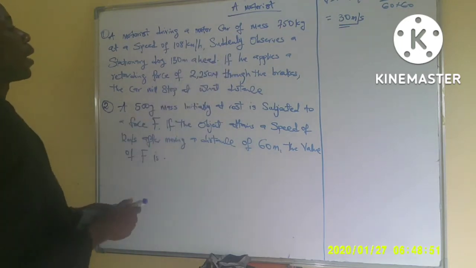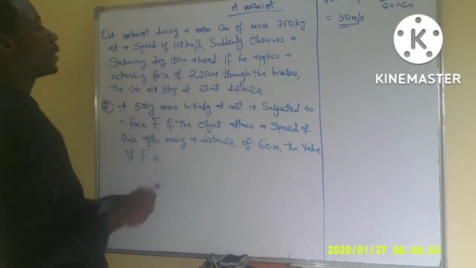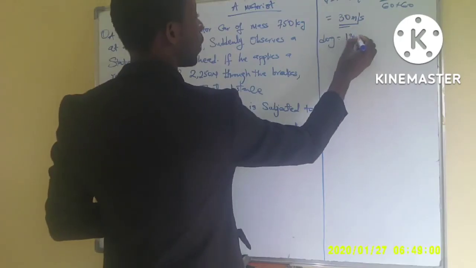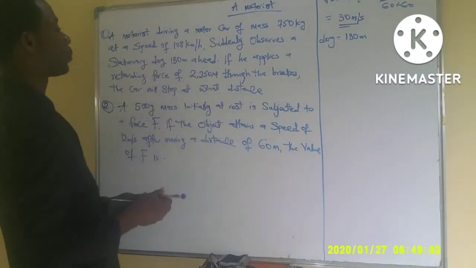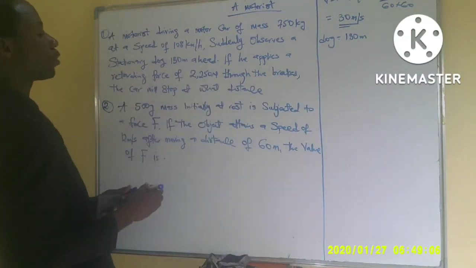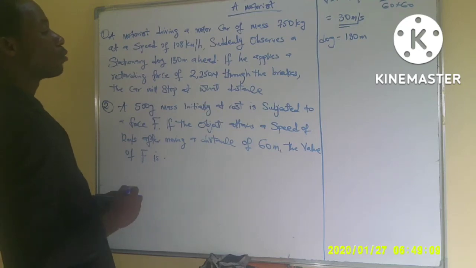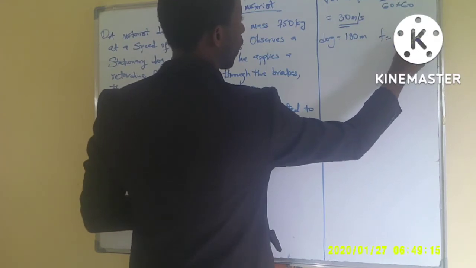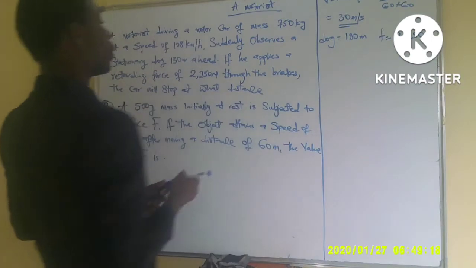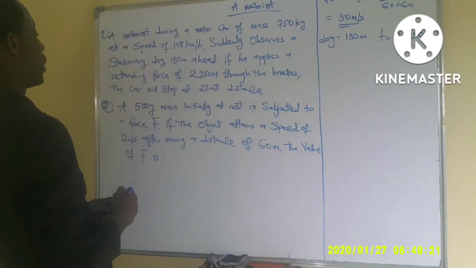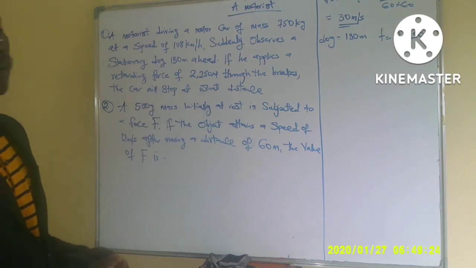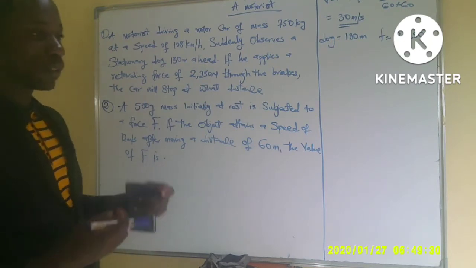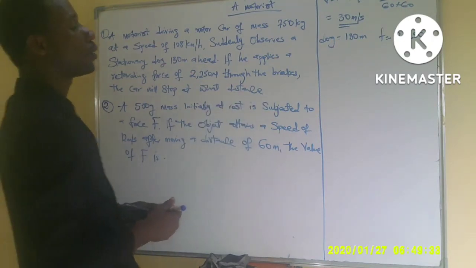Suddenly, he observes a stationary dog 130 meters ahead. The dog is situated 130 meters ahead of what? Of the motorist. If he applies a retarding force F of 2,250 Newton through the brakes, at what distance will the car stop? Now, a retarding force is actually a negative force. That is the force with which the vehicle is dragged backward against the moving force. It is the retarding force.